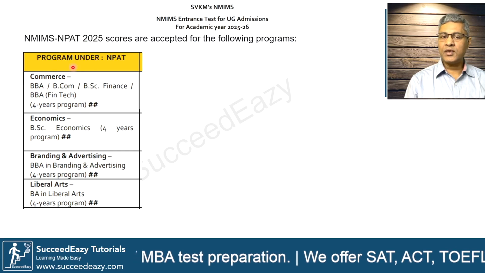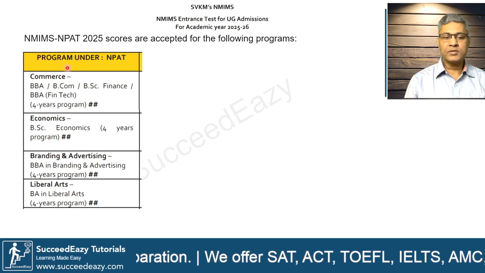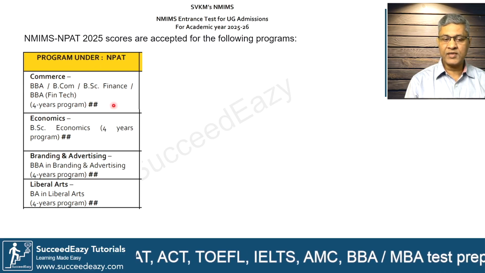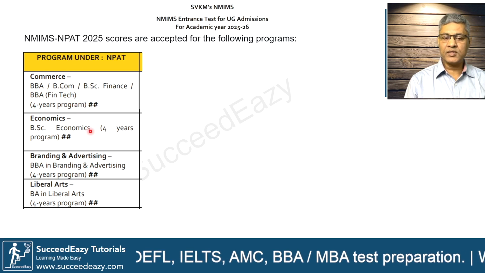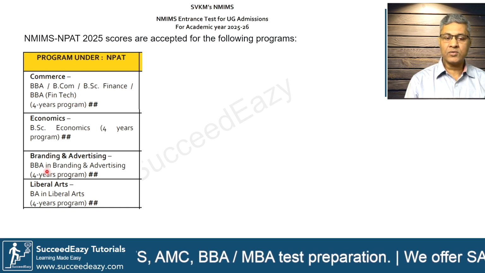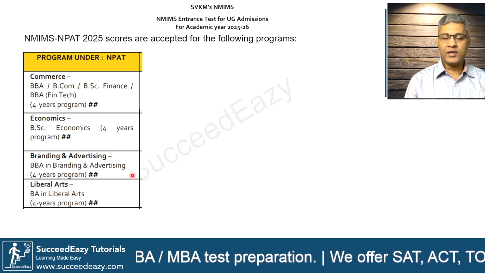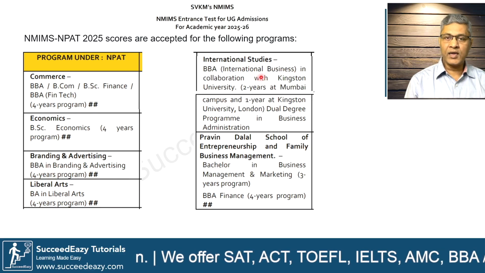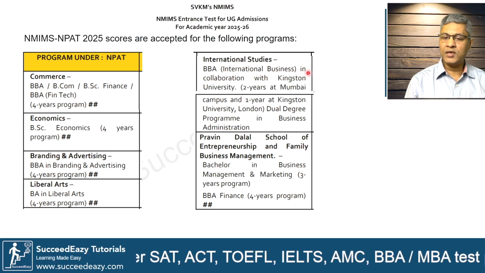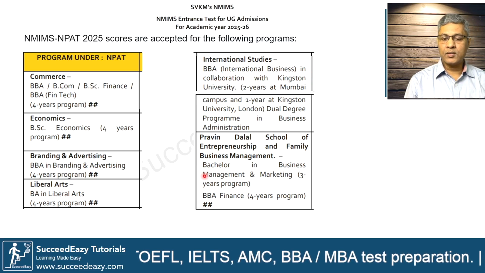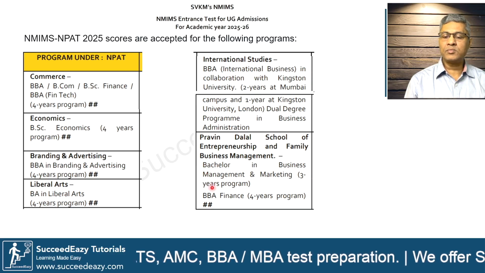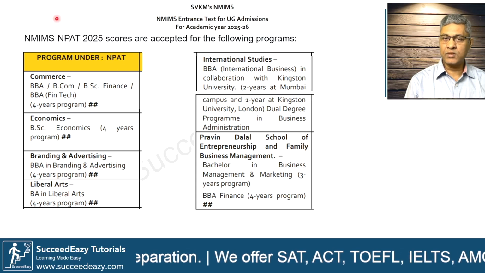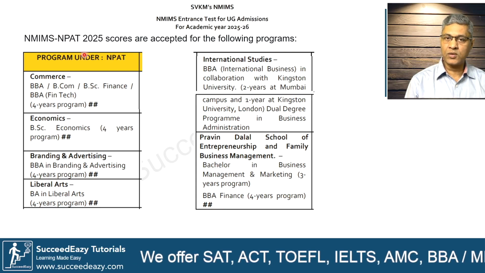So the programs covered under NPAT are: within commerce, you can do BBA or BCom or BSc Finance or BBA FinTech. In economics, you can do BSc Economics. In branding and advertising, you can do BBA in branding and advertising. You can do a BA in liberal arts, or you can go for international studies. You do your BBA in international business, or you can undertake either Bachelor in Business Management and Marketing or BBA Finance through NPAT. This is with particular reference to the NPAT 2025 scores.